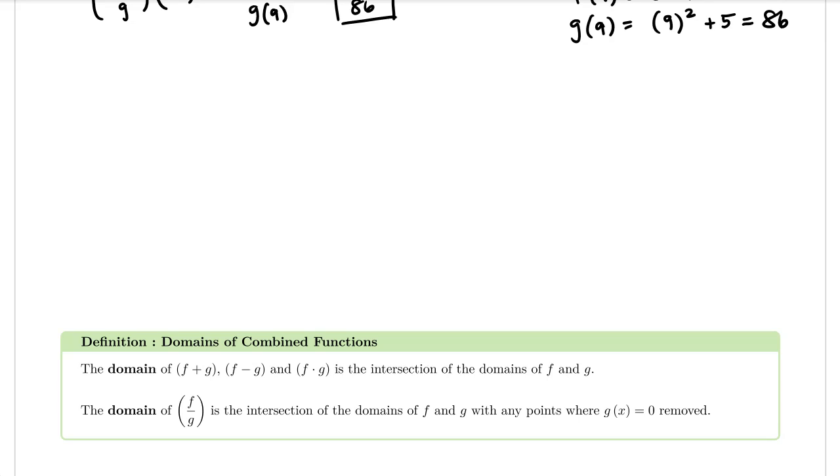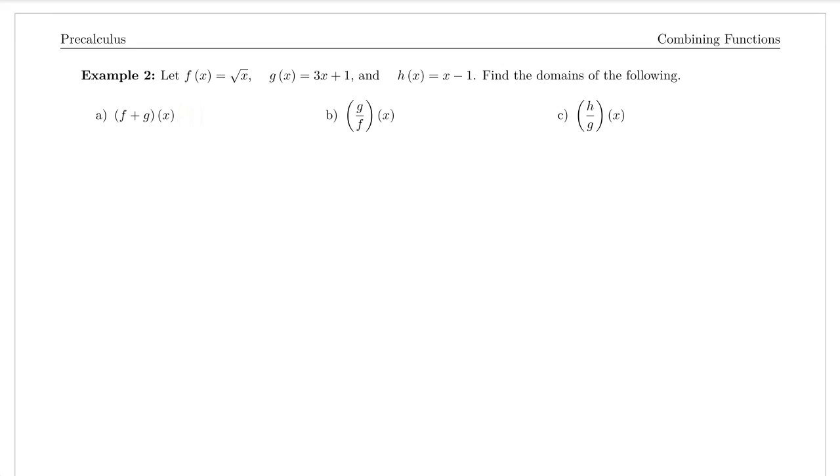Let's put this into action and practice with some examples. Example 2 says, let f of x equal the square root of x, g of x equal 3x plus 1, and h of x equal x minus 1. Find the domains of the following functions.